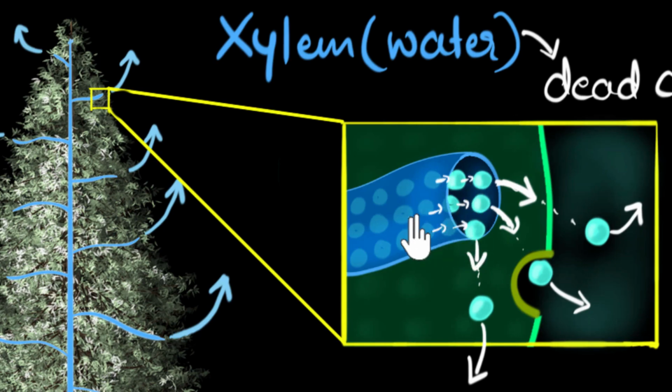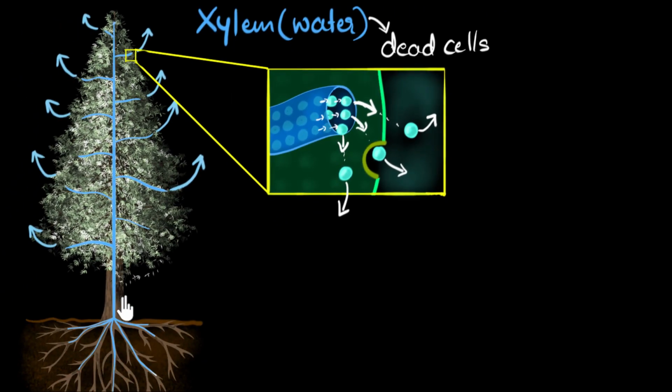Can you see that because of this, the pulling force starts from the leaves and goes all the way down to the roots? Because this is a single column of water, a giant, very tall column of water. And that's how the force gets transmitted.